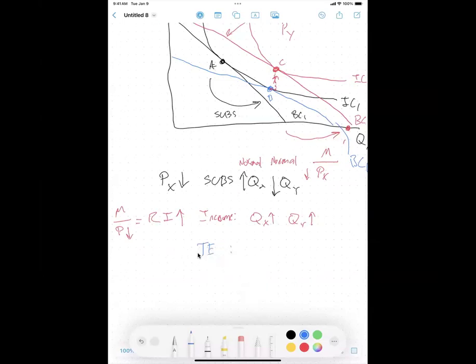Now, when I look here, what's the total effect? If I wanted to say something about the total, I know that both of these effects are causing me to buy more of X. However, for Y, these are working in opposite directions. And so the change in Y, I don't actually know what that's going to be.